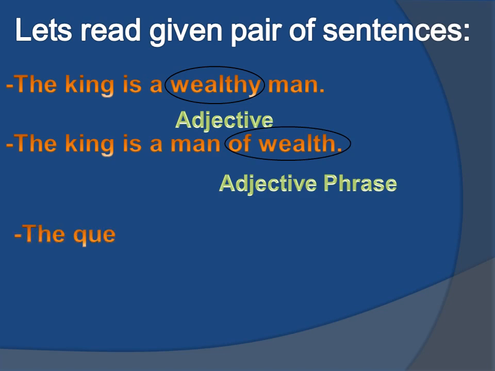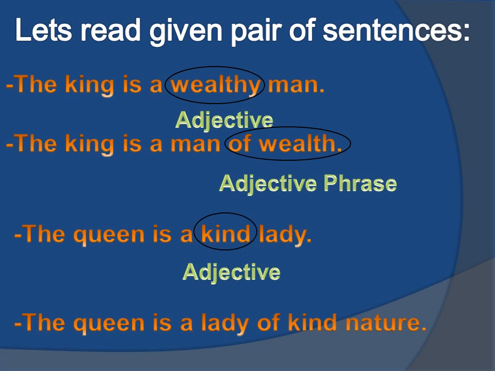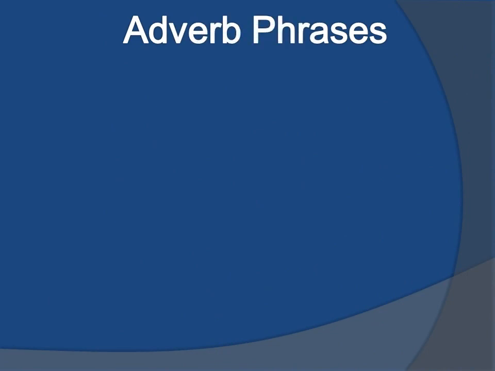Now let's take another example. The queen is a kind lady. The queen is a lady of kind nature. Here, kind is again an adjective for the noun queen, and in the second sentence, of kind nature is an adjective phrase. So I think now it is clear to you the difference between the adjective and the adjective phrase. Let's move further.